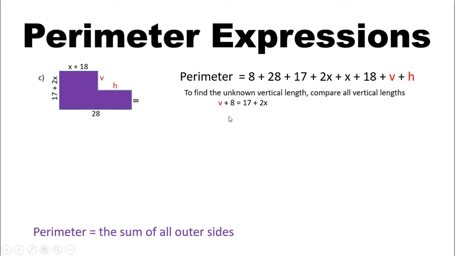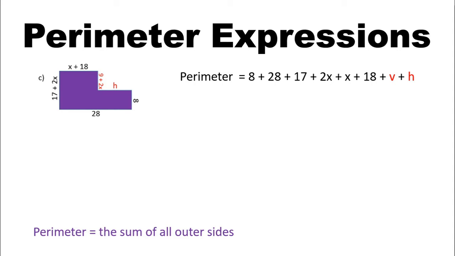If I want to know what V is, I can rearrange this algebraic equation to get the V by itself. Or simply think that if the whole thing is 17 plus 2x, and 8 of it is already cut off from the bottom here, how much is left for V? V would be equal to 17 plus 2x minus the 8. The opposite of add is subtract. So V is equal to 9 plus 2x.